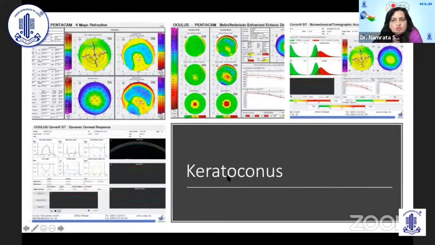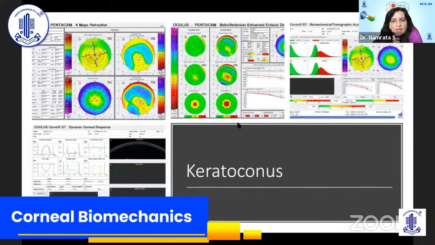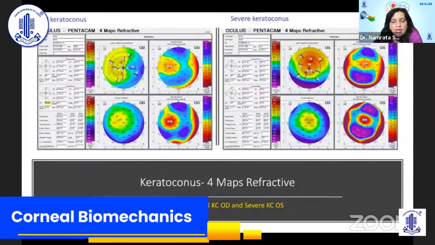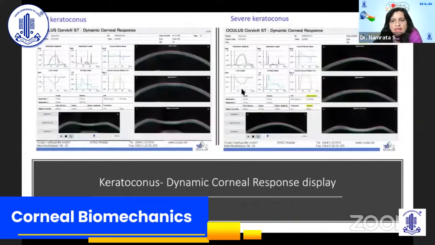Now, this is just to show a frank case of keratoconus, which on Pentacam shows that the BAD is abnormal, and likewise on the biomechanics as well, when you see the TBI, the CBI, as well as the BAD on the biomechanics map. And this is the same patient: one eye has mild keratoconus, the other eye has severe keratoconus, which can be highlighted.